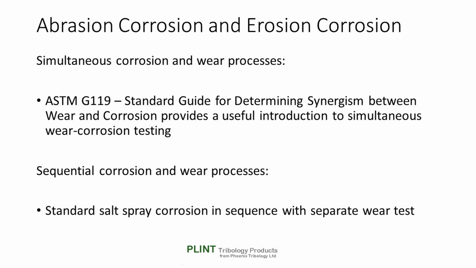Hence, there may be a requirement to investigate either simultaneous corrosion and wear processes, in other words, tribo corrosion, or sequential corrosion and wear processes, perhaps associated with intermittent service of the system. ASTM G119, Standard Guide for Determining Synergism Between Wear and Corrosion, provides a useful introduction to simultaneous wear corrosion testing.